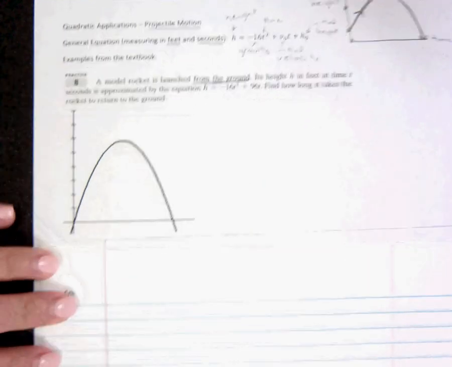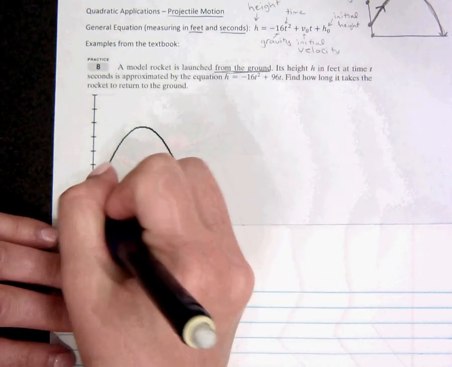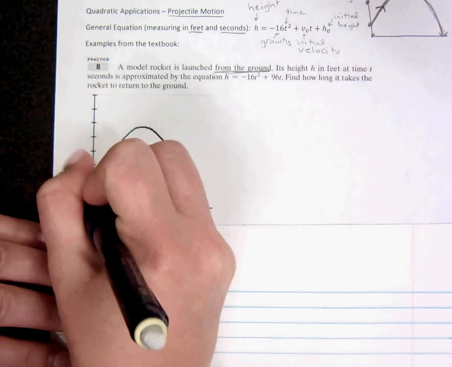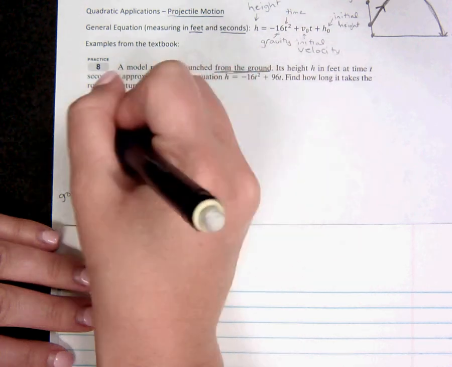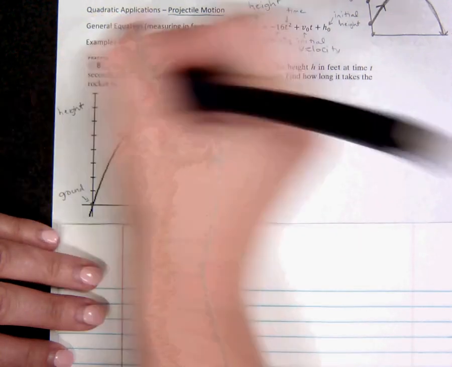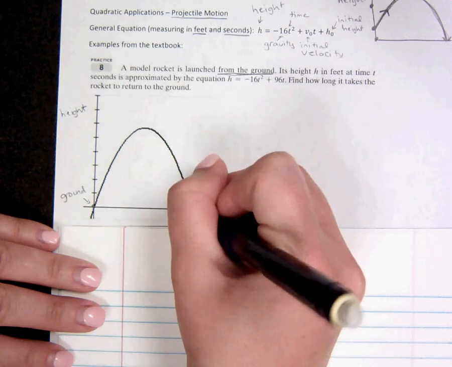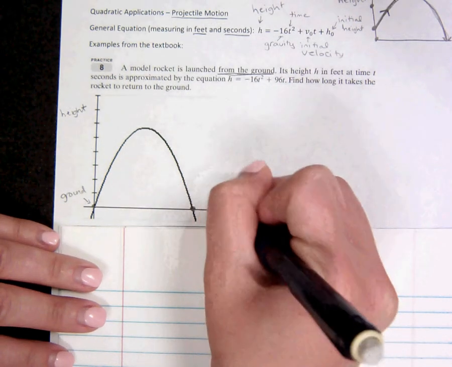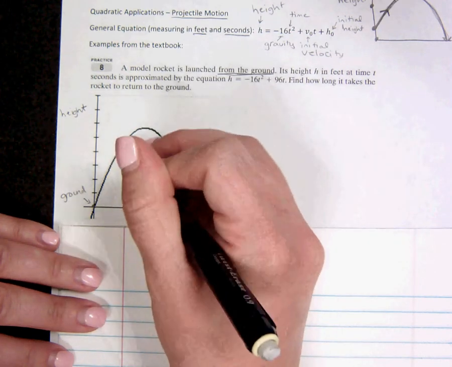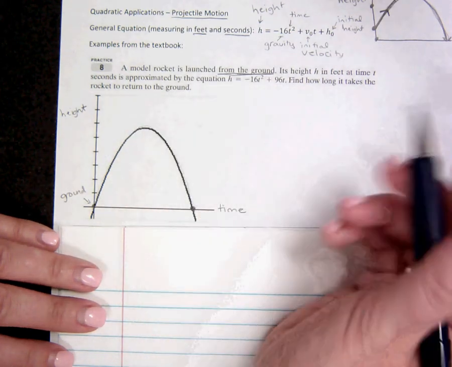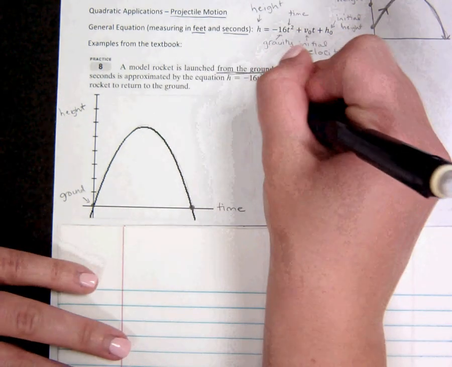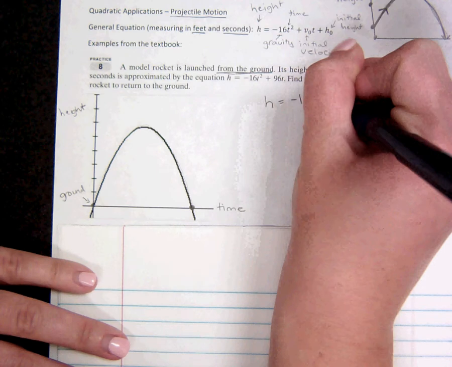So I have a little diagram here. We don't need to scale it or anything. We know it starts from the ground. That's the initial height. It goes up to some maximum height, which we don't really need to worry about. And then it hits the ground again at a particular time. So this is not the distance it travels, it's just how high it goes in the air and how long it stays in the air.